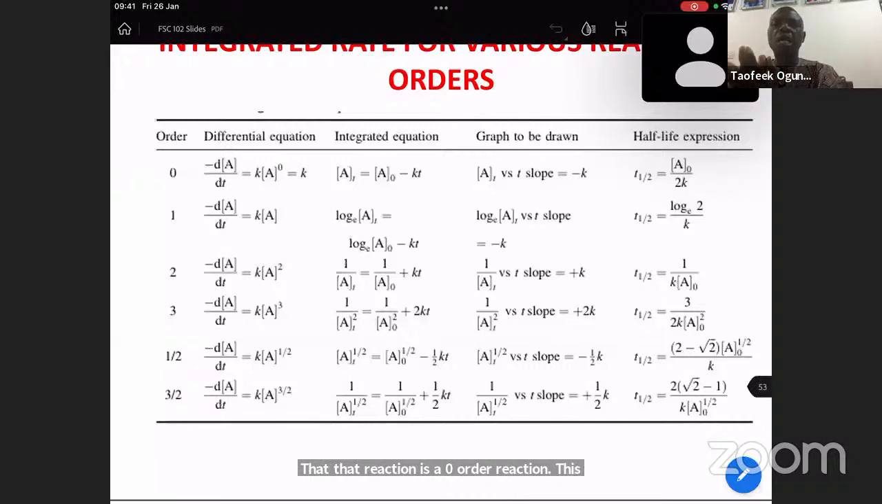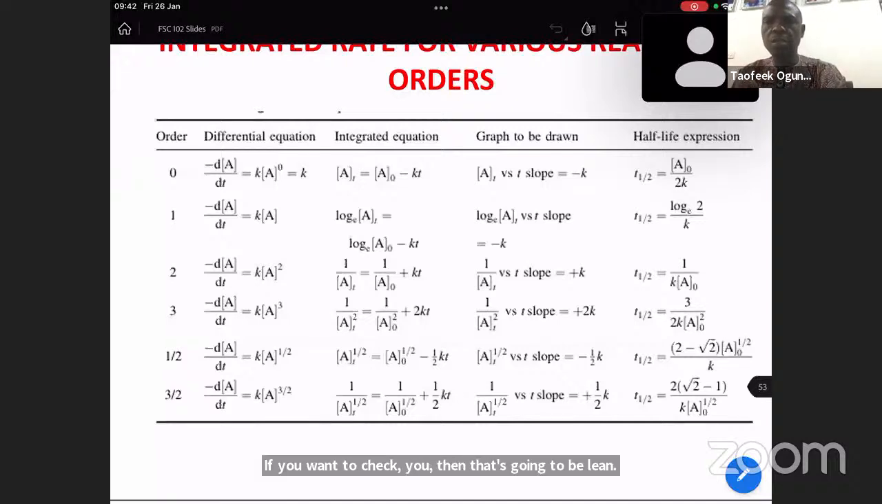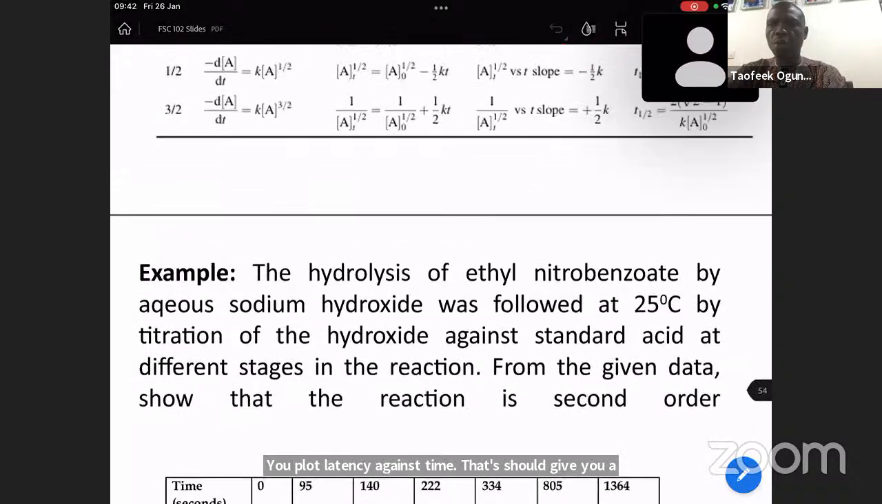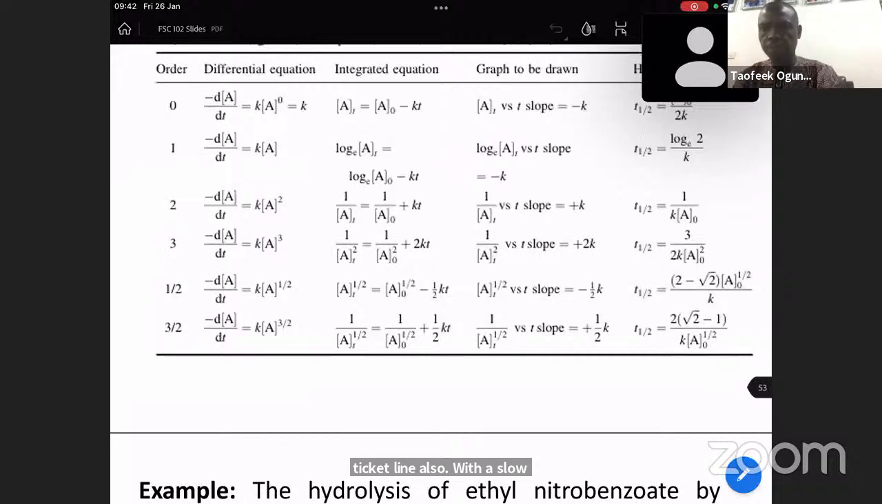If you want to check if the order is 1, then that's going to be ln At, which is the concentration at any time T, is equal to ln A naught, which is the original concentration, minus Kt. How do you use that? You plot ln At against time. That should give you a straight line also, with a slope of minus K.